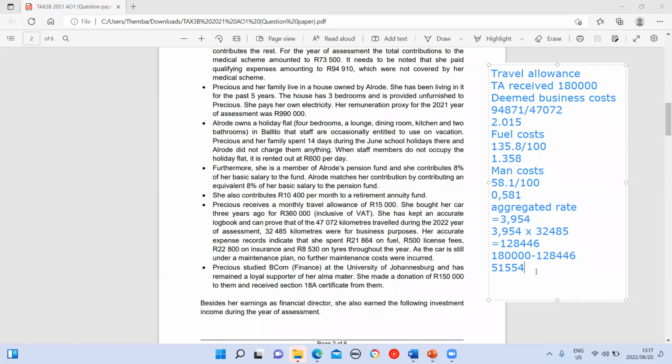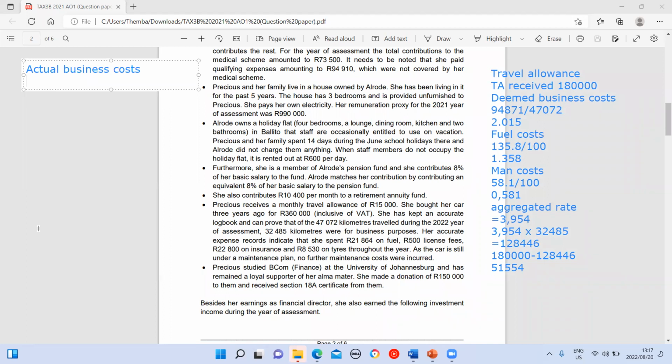Now let's go to our actual business costs. I'm just going to do them here. Remember that we have records of the actual expenditure, and don't forget your wear and tear and the other expenses that have records for them.